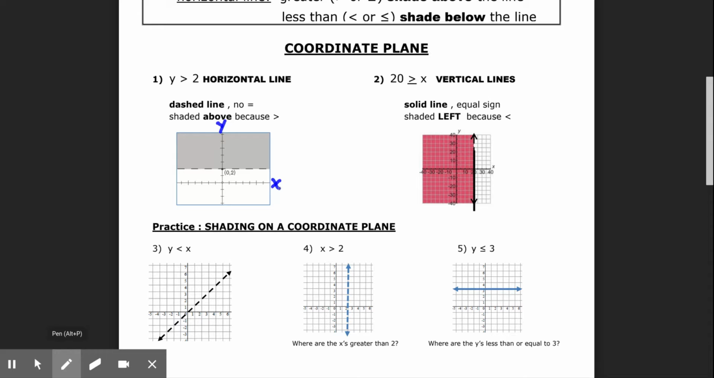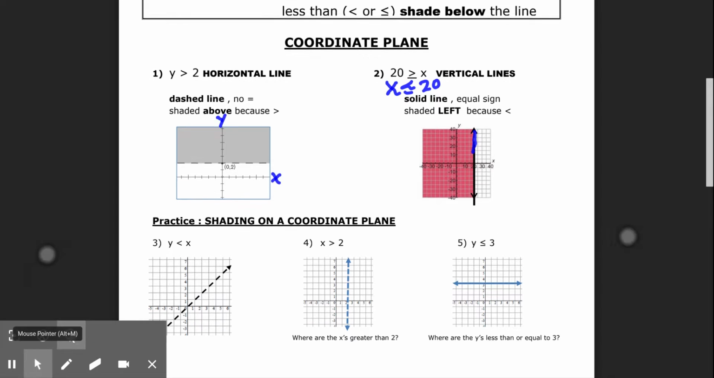Let's take a look at problem 2. First of all, let's move our variable to the left, and then let's flip the symbol: x is less than or equal to 20. So it is going to be a solid line. I'm not for sure what happened right here, but that should definitely be a solid line. And any x values that are less than 20 are going to be shaded to the left.